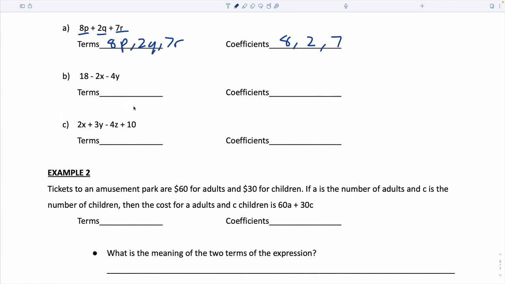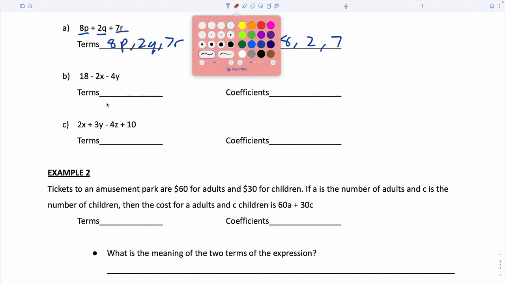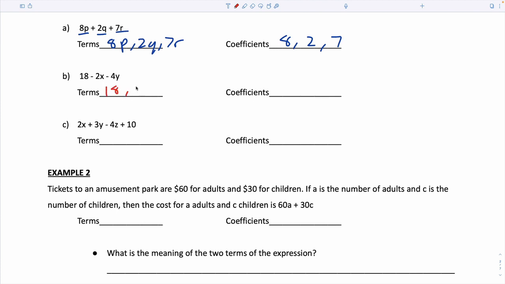Okay, give me your terms for B, Porter. What are all the terms that you see? Okay, and what about the coefficients? Why isn't 18 a coefficient? It does not have a variable, and when you put the coefficients, just put the number. And this coefficient I would put as a negative 4. This coefficient let's put as a negative 2, I think. Let's do that. Because it's a bad guy, sure.